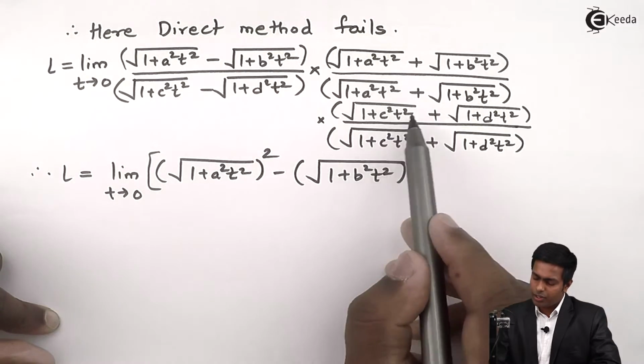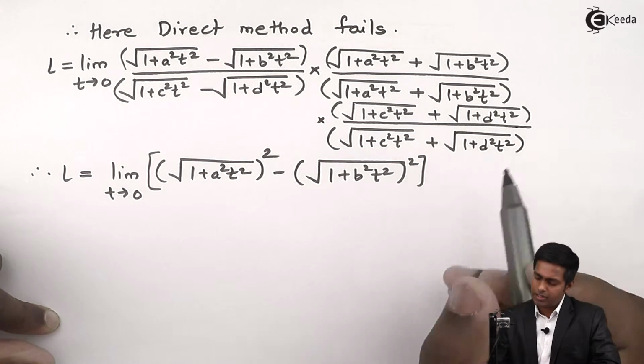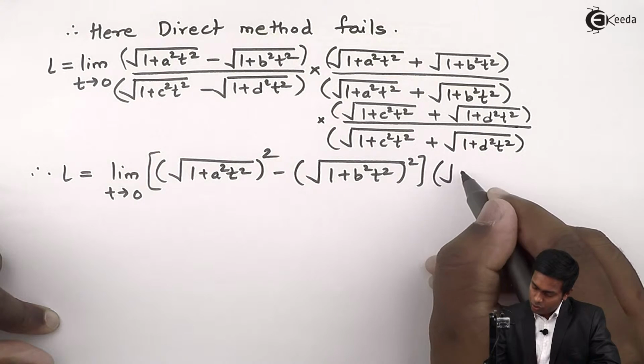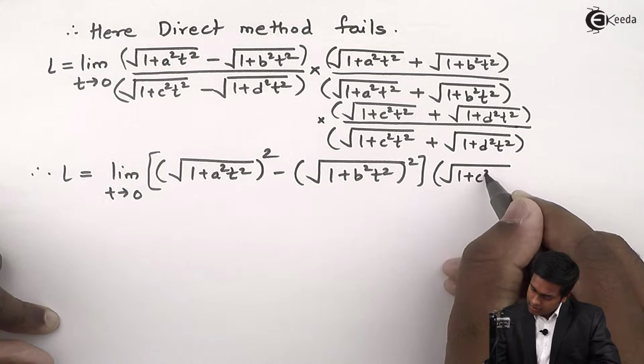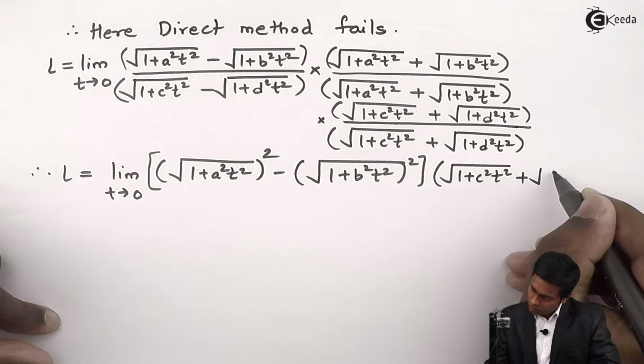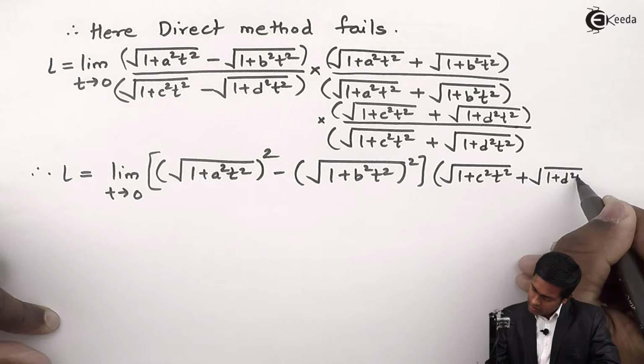Still we have one more term in the numerator. I'll write down that term as it is. So that is square root of 1 plus c square t square plus square root of 1 plus d square t square.